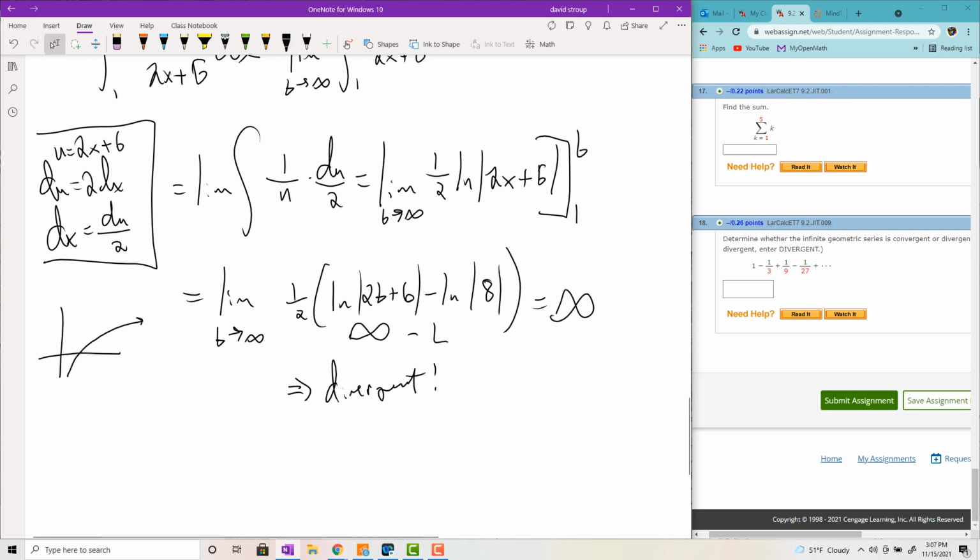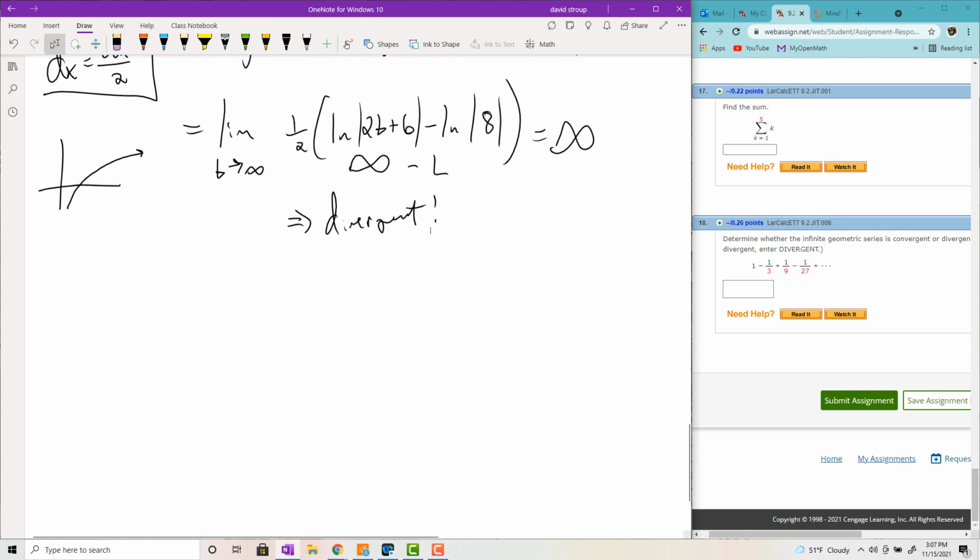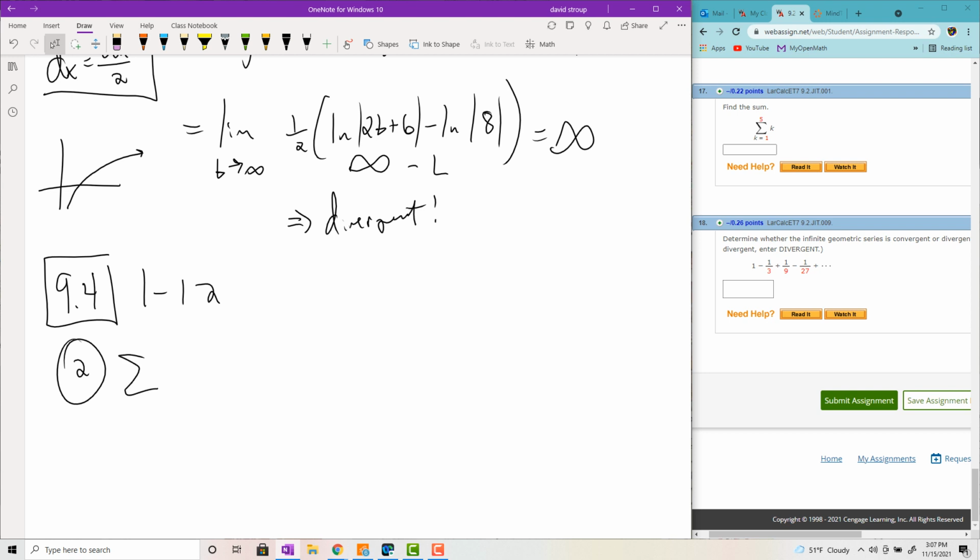Okay. All right. The next section then, I think we got into comparison tests. So you had direct comparison and then limit comparison. Okay. There were 3 steps in each type of this problem I want you to show. Okay, so let's look at number 2: 1 all over n to the 2/3 minus 1.